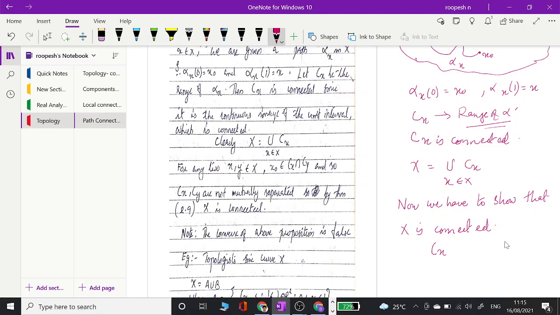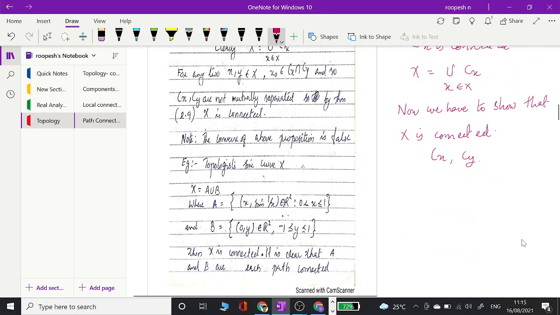Now suppose I am having a Cx and Cy. That is, Cx means there's a path alpha x which will connect my x naught to x, and there's a point y. Now I can have a path which connects x naught to y also. Now can I find a path between y and x? It's possible, right? Yes. So let it be there. Now what we need is, will this Cx and Cy have some intersection?